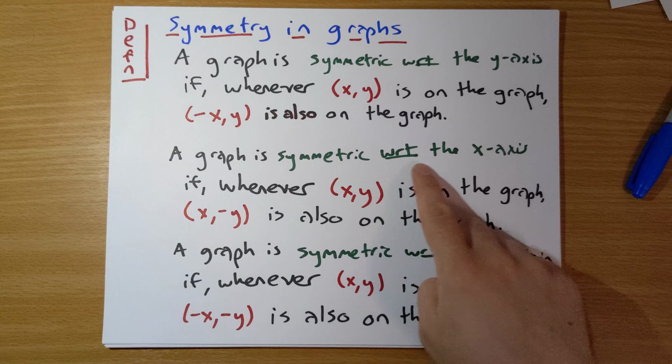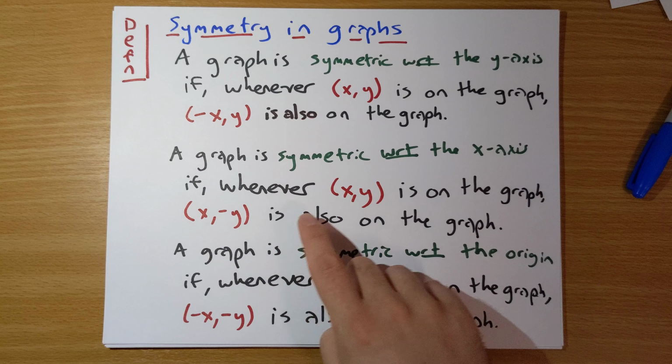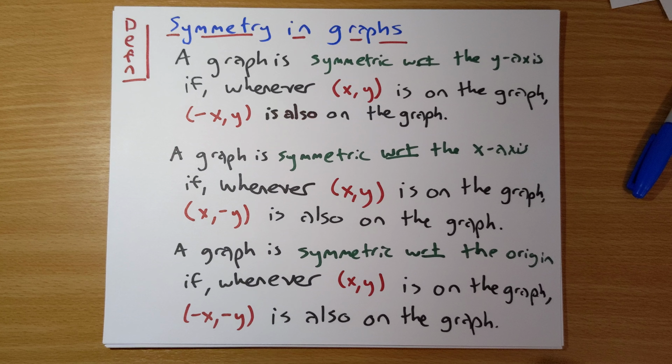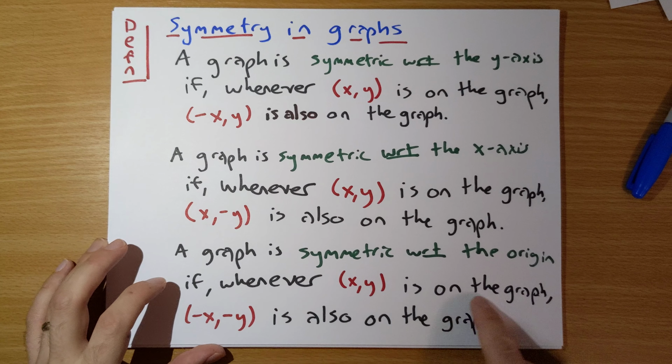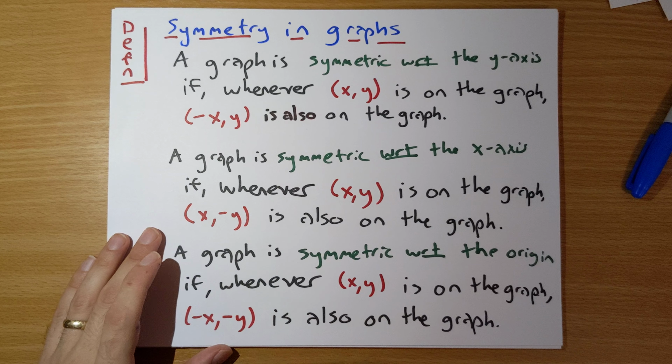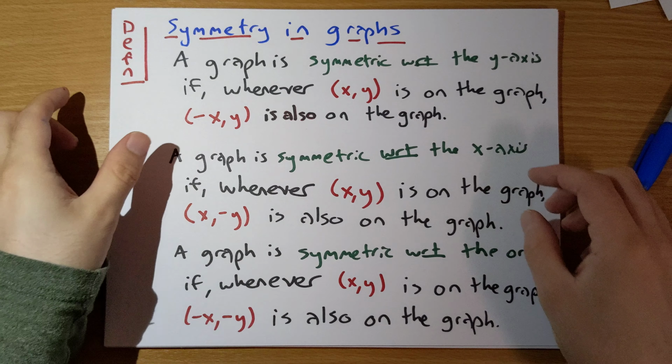A graph is symmetric with respect to the x-axis if whenever (x, y) is on the graph, (x, -y) is also on the graph. A graph is symmetric with respect to the origin if whenever (x, y) is on the graph, (-x, -y) is also on the graph.